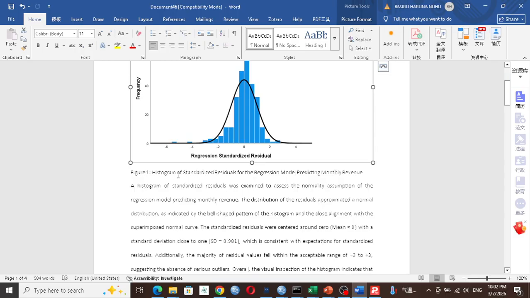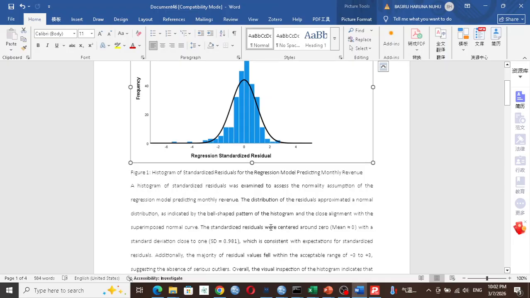This is the title: a histogram of standardized residuals for the regression model predicting monthly revenue. A histogram of standardized residuals was examined to assess the normality assumption of the regression model predicting monthly revenue. The distribution of the residuals approximated a normal distribution as indicated by the bell-shaped pattern of the histogram and a close alignment with the superimposed normal curve.